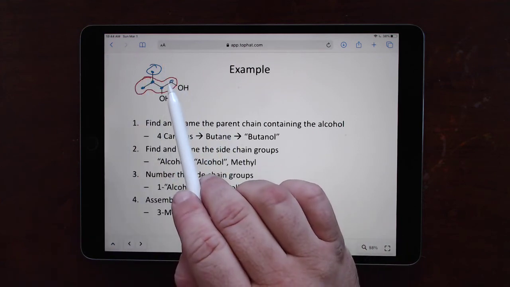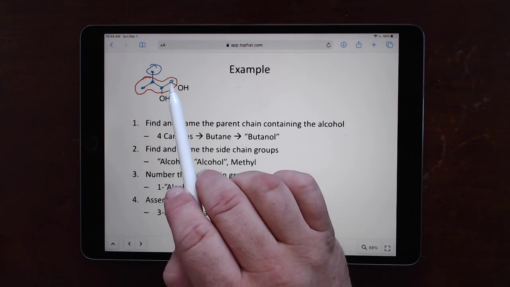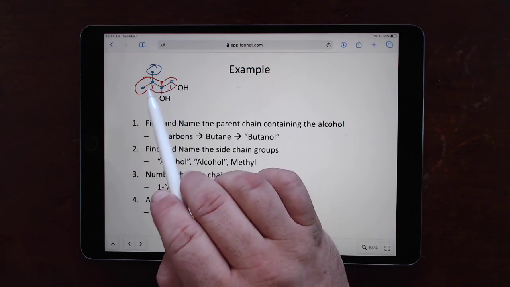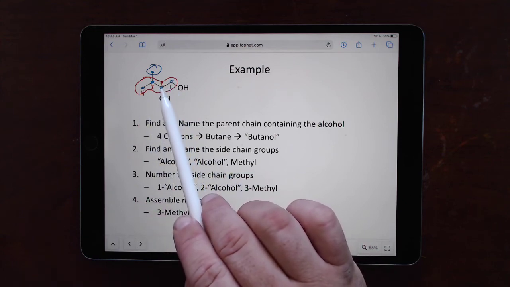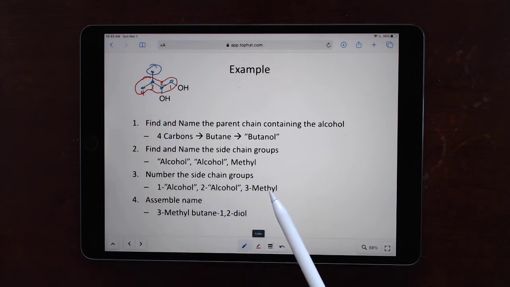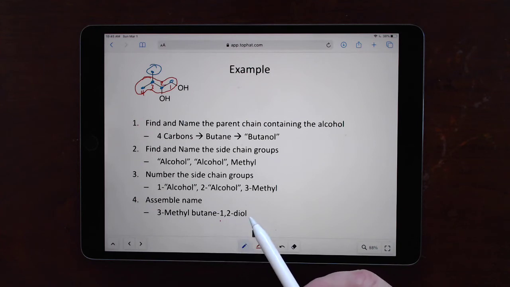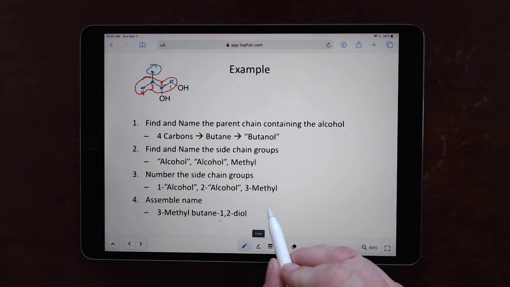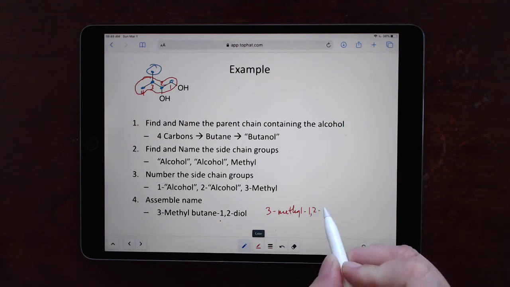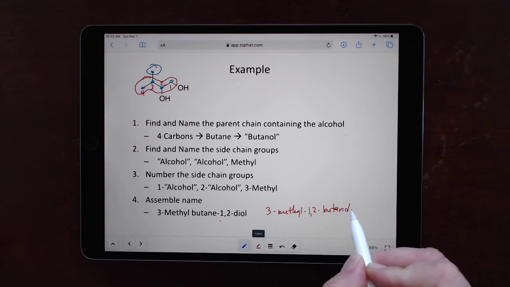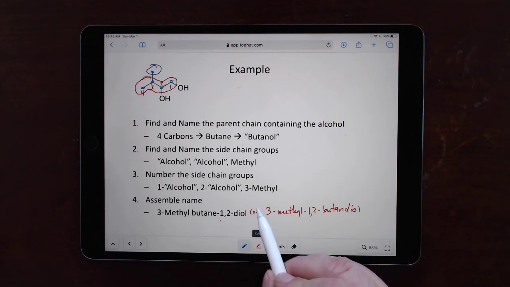So since this end is the end that is close to the first alcohol, so 1, 2, 3, 4. Right? So we have an alcohol hanging off carbon 1, alcohol hanging off carbon 2, and then a methyl group at 3. Okay, what we do is we say, okay, 3-methylbutane-1,2-diol. Right? That means we have 2 alcohols, and I better have 2 numbers out here. Okay, the other way that you could do it is 3-methyl-1,2-butanediol. You could also do it like that.